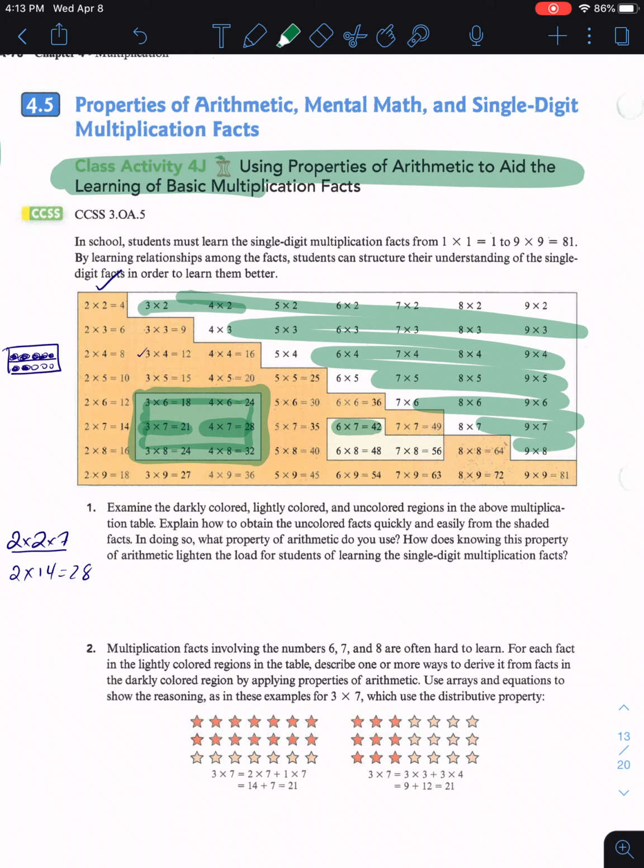I never use basic recall for 6 times 7. I always say that that's 2 times 21. And notice what happens there in my mind is instead of 6 times 7, I write the 6 as a 2 times 3. So then that becomes 2 times 21 is 42.